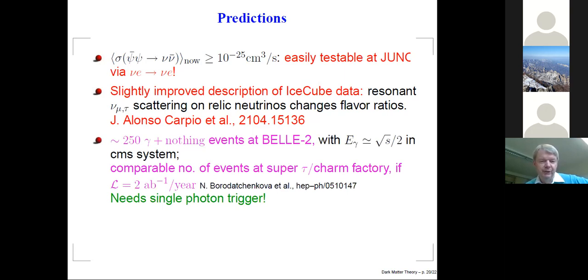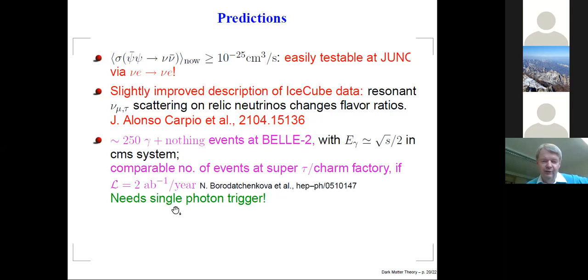Finally, we predict for our best fit point that we have something like 250 events with a single photon at Belle 2 over their full luminosity, where in the center of mass frame the energy of the photon is basically just 1/2 root s. And a similar number if somebody builds a tau charm factory with luminosity of something like 2 inverse attobarn per year, which is something that physicists in China apparently are thinking about.